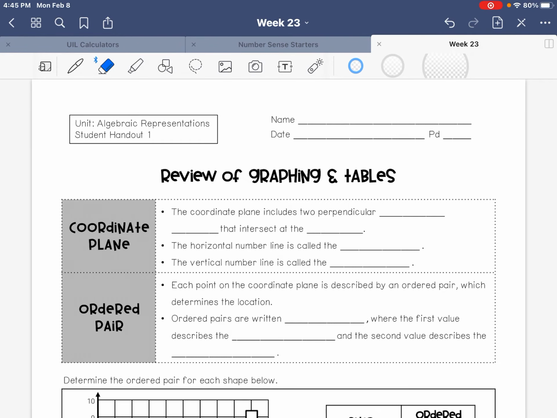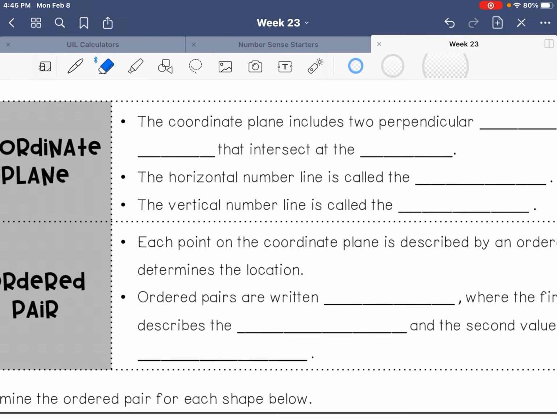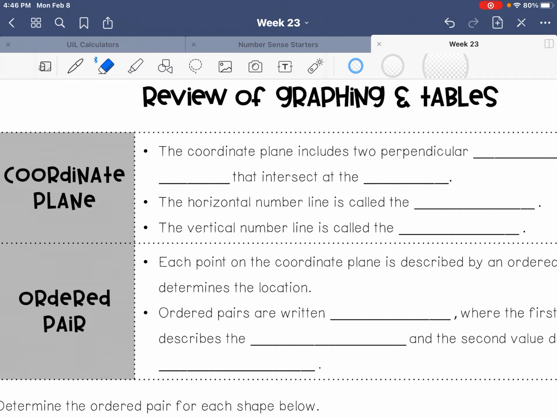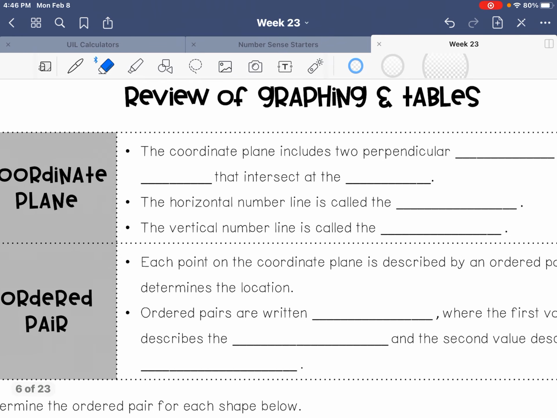I've got some notes here to review with you about graphing and tables. Let's first talk about the coordinate plane. If you don't have notes to fill in at home, you can just go ahead and write down the important stuff in these notes. You can rewatch these notes or rewind them as you need to if you missed anything. But this is important information that you need to know and understand for our next Unit 8 test.